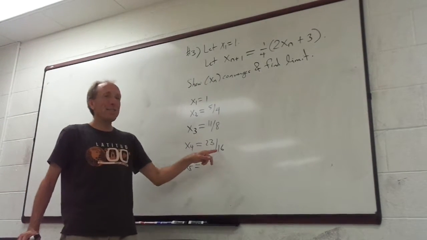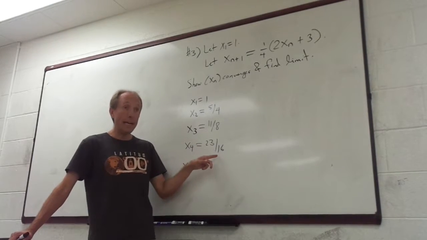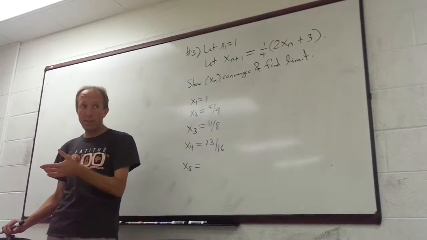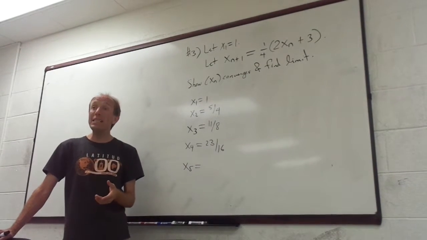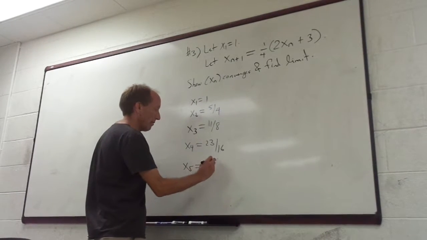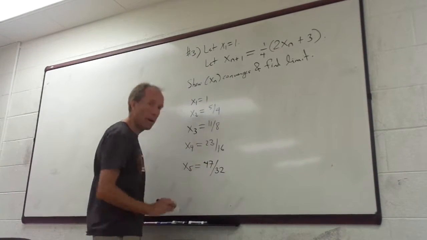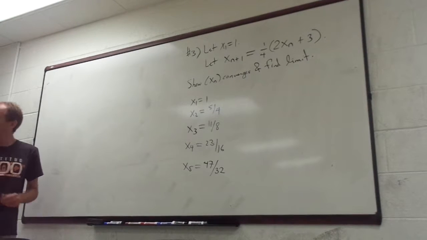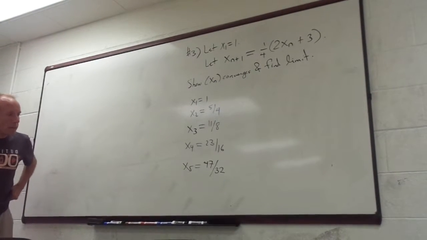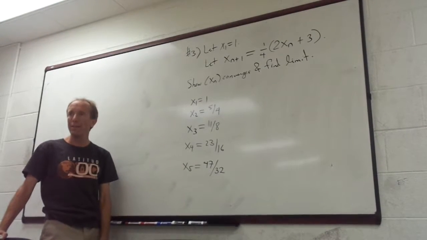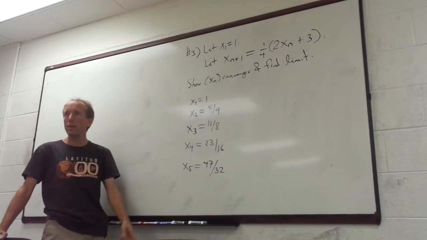So let's take 23/16. Let's double it. That would be 23/8 plus 3, which is the same as 24/8. So 23 plus 24, that's 47/8. Divide that by 4, and we get 47 over 32, right? Okay. That seem all right? So does anybody have a notion what that's looking like it's converging to? These fractions? Does it look familiar at all?